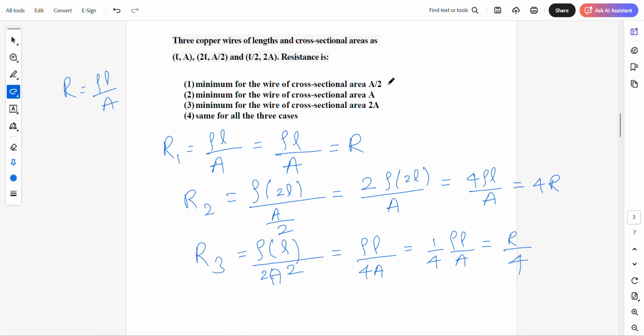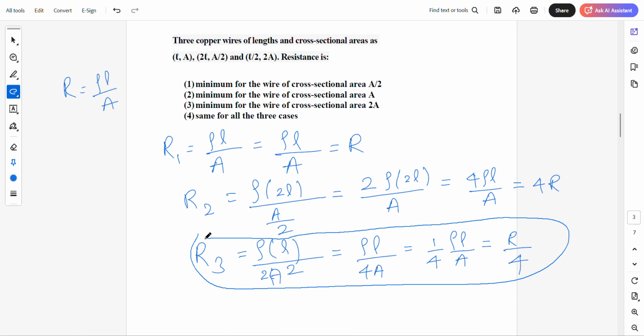Now, this is minimum for this one. R by 4 is minimum for this one, whose area is how much? 2A. Whose area is how much? 2A. This is the right answer.